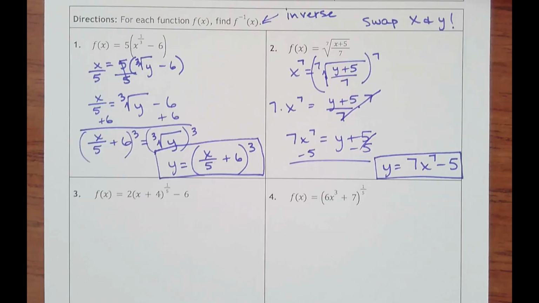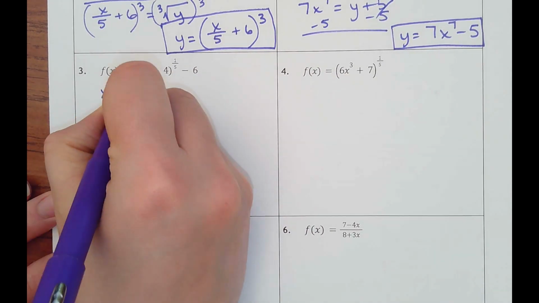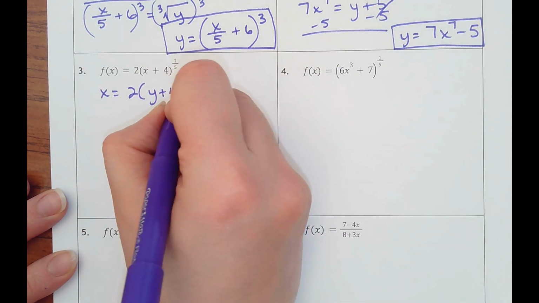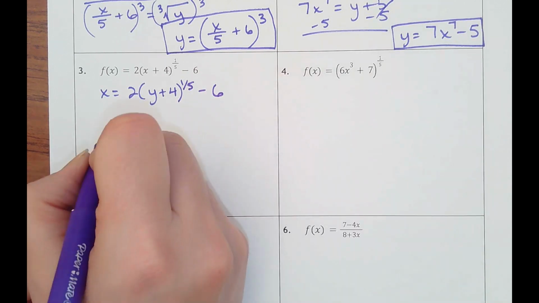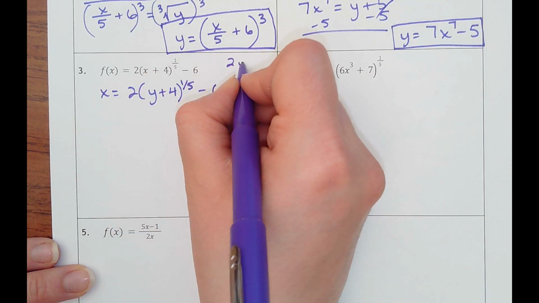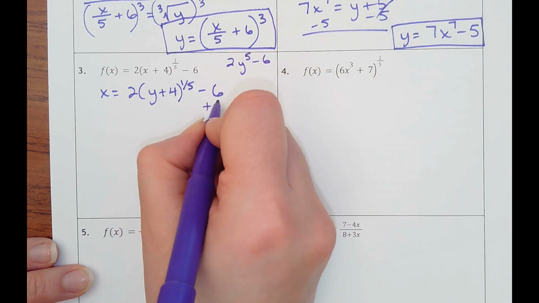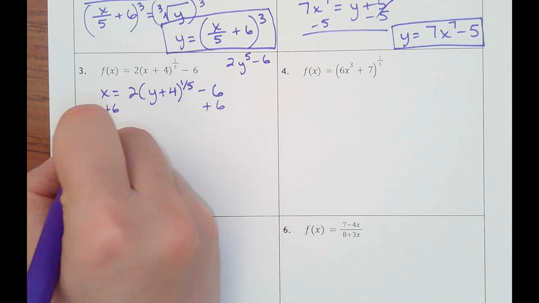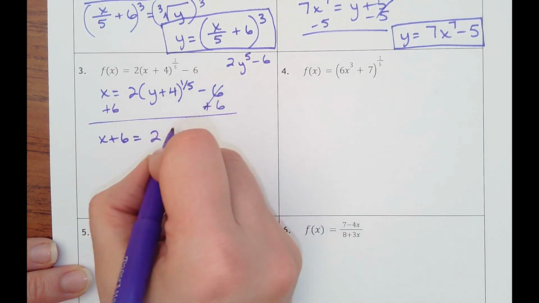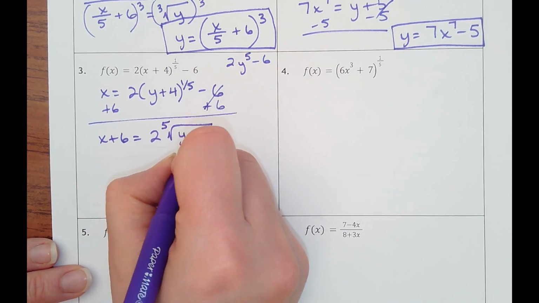Number 3. X equals 2 times y plus 4 to the 1/5 power. Could have went ahead and made that a 5th root. First thing I'm going to do, so that's like having 2y to the 5th minus 6. I would want to add the 6 first. So it'd be x plus 6 equals 2 times, I think I'm going to go ahead and write that all under the 5th root, y plus 4.